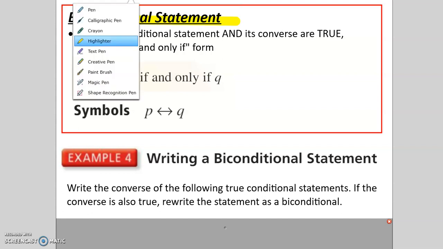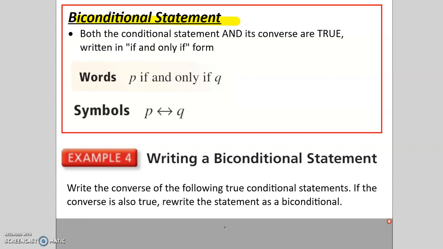And here's a new form. We can rewrite statements in a new way, in if and only if form, if both the conditional and the converse are true. So we would say P if and only if Q, the hypothesis if and only if the conclusion. And now look, I have a new symbol. It goes back and forth, right? This way it's true and the other way is true.